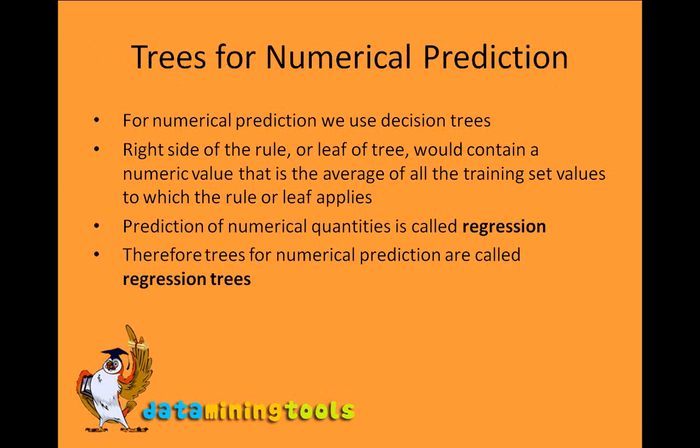Moving ahead, we can do prediction for numerical attributes as well. We use decision trees for this. The right side of the rule, or the leaf of a tree in the case of a decision tree, would contain a numerical value. As you can remember in the decision tree which we saw in our previous slide, it contained a class value. For example, in the case of weather data, we have the value no or yes. In the case of numerical values, we have an average of all the training set values to which the rule, or leaf in the case of a decision tree, applies. So we basically specify the average of all training set values for which the rule holds in the leaf. Prediction of numerical quantities is popularly called regression, and therefore such trees which are used for numerical prediction are called regression trees.